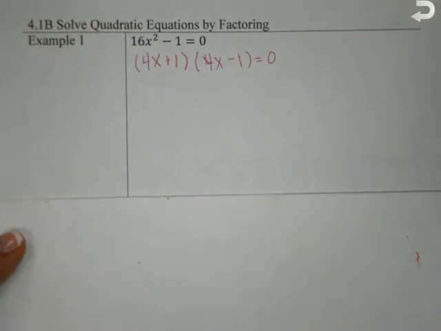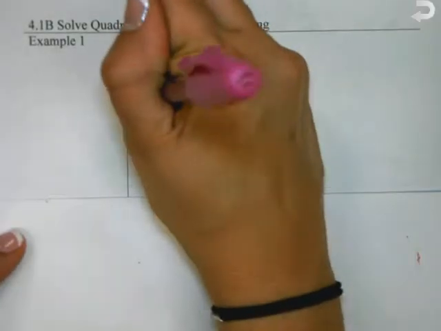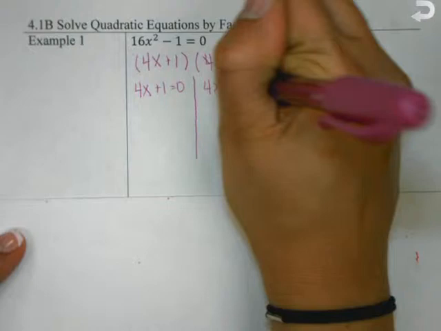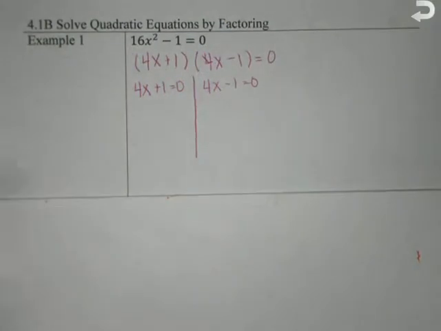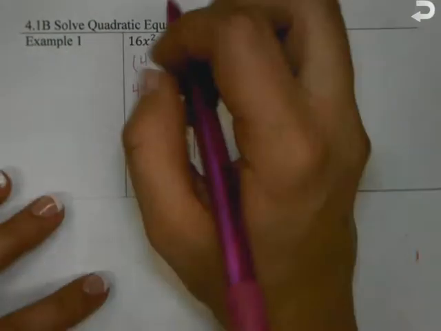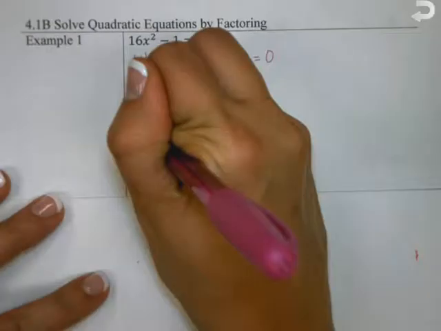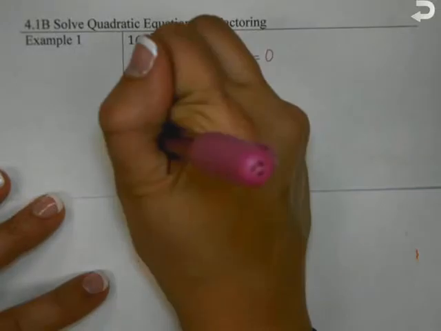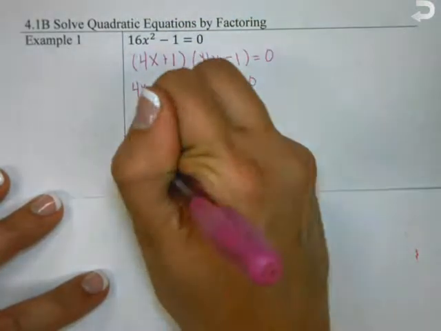And then I set each factor equal to 0. And then to solve this, I subtract 1. So that gives me 4x equals negative 1. Divide by 4. X equals negative 1/4.